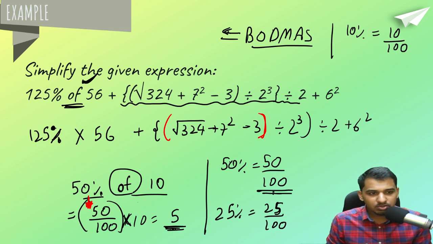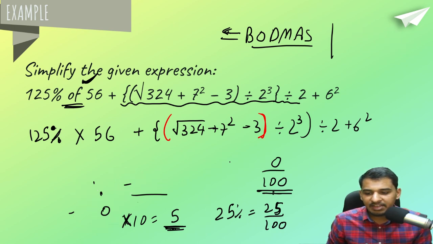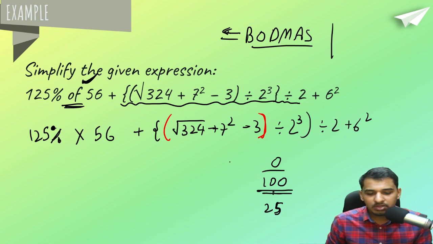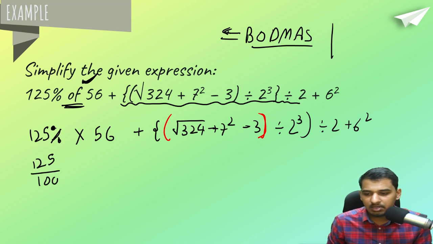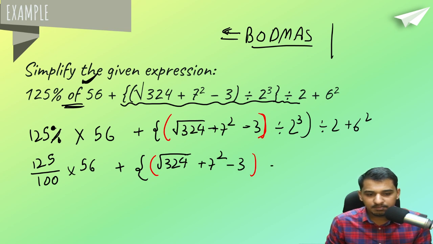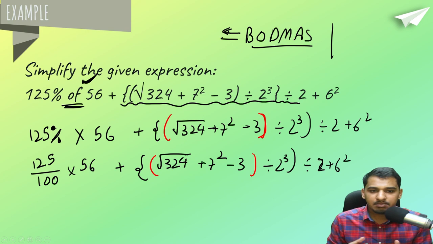Okay. So similarly, let me rub all this here just to make a little bit of space. 125% will mean 125 by 100. So I can write 125% as 125 by 100. Right? And this is 6 plus this red bracket, under root 324 plus 7 square minus 3, 2 cube, 6 square.